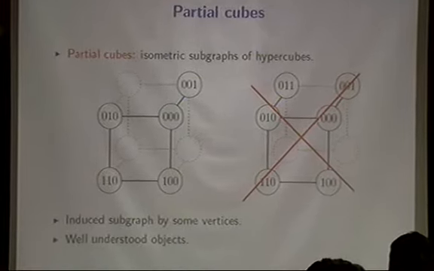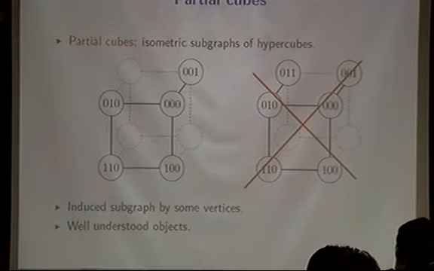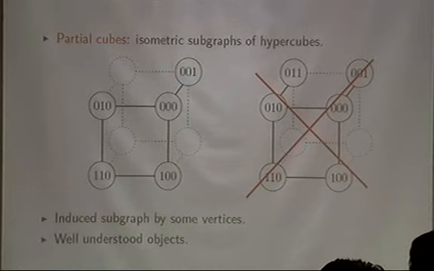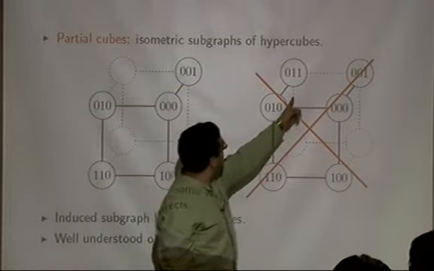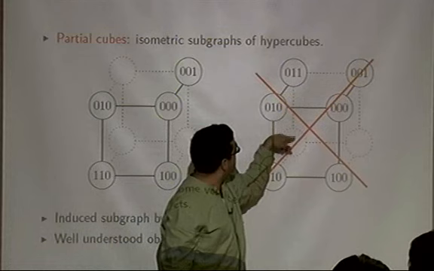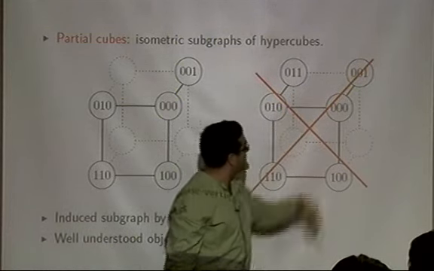Partial cubes are well understood objects, I mean, they have been studied for quite a while. You can never say that everything about them is known, but perhaps it is already. Okay? This is not a partial cube because the distance between these two vertices in the original graph is 1, while in this graph it would be 3. You have to go around here.